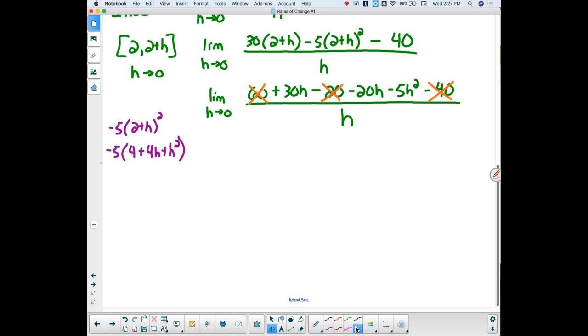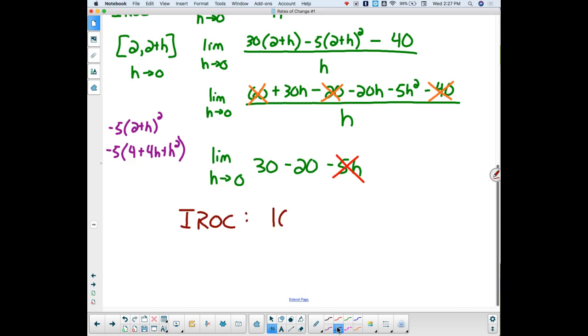That leaves me then with only h terms. So I can divide them all by h. So that's going to be 30 minus 20 minus 5h. And then when I send h to 0, the h terms cancel each other out. 30 minus 20 gives me an IROC of 10 meters per second. Questions on that? Okay.